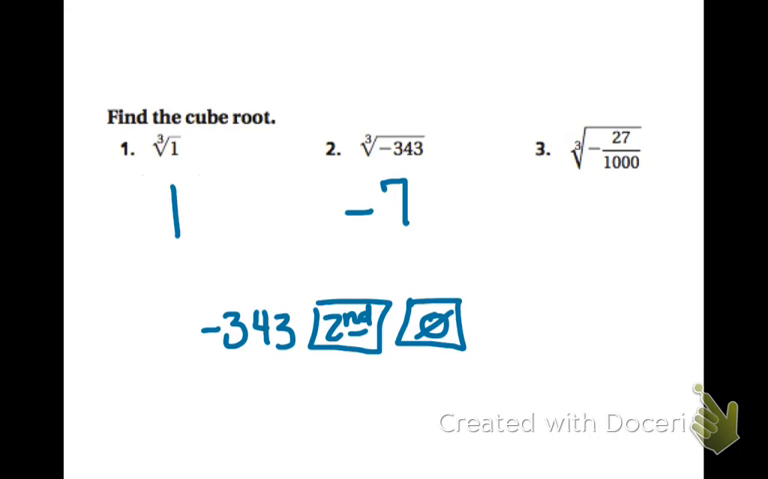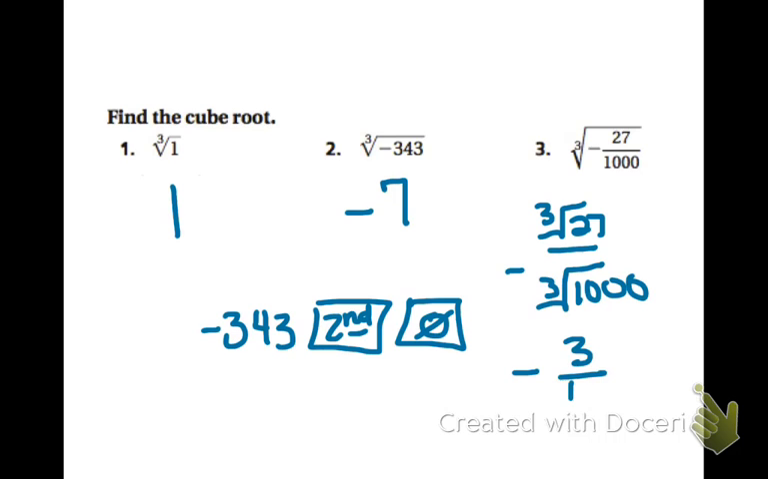For 3, the value will be negative, and we are taking the cube root of 27 over the cube root of 1,000, so we get -3/10.